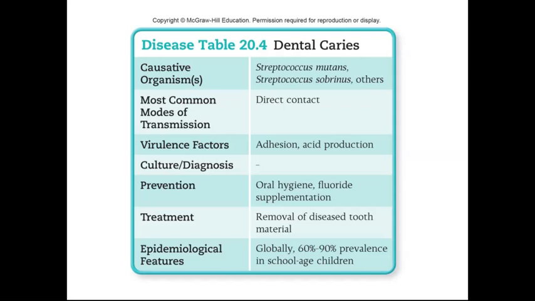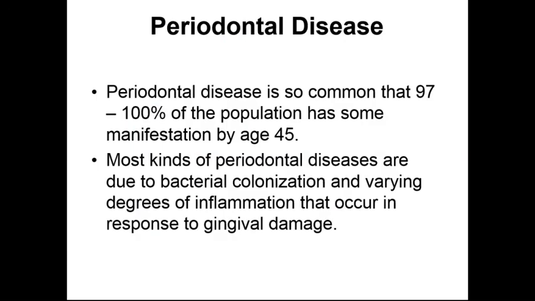The virulence factors for this include the bacteria adhering to the teeth and producing acid, and to prevent it we should brush our teeth and use a fluoride supplement. And globally, pretty much everyone has dental caries. And periodontal disease has almost universal transmittance across the globe by the time an individual reaches the age of 45.